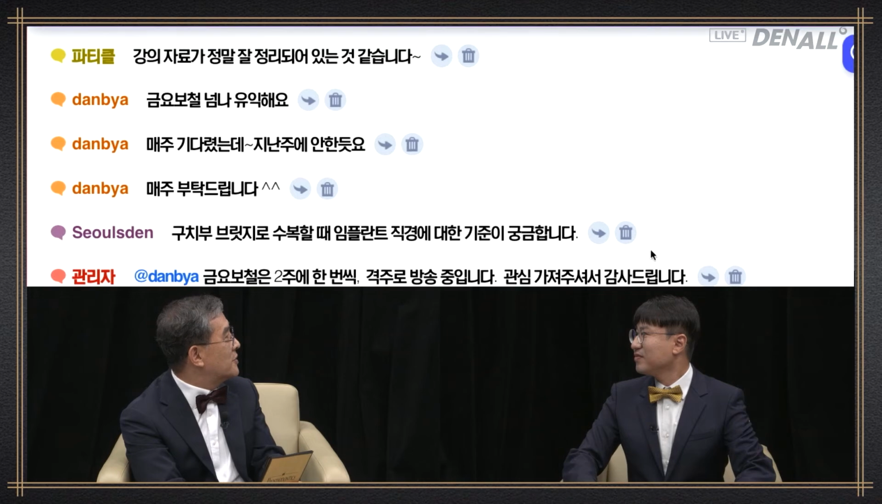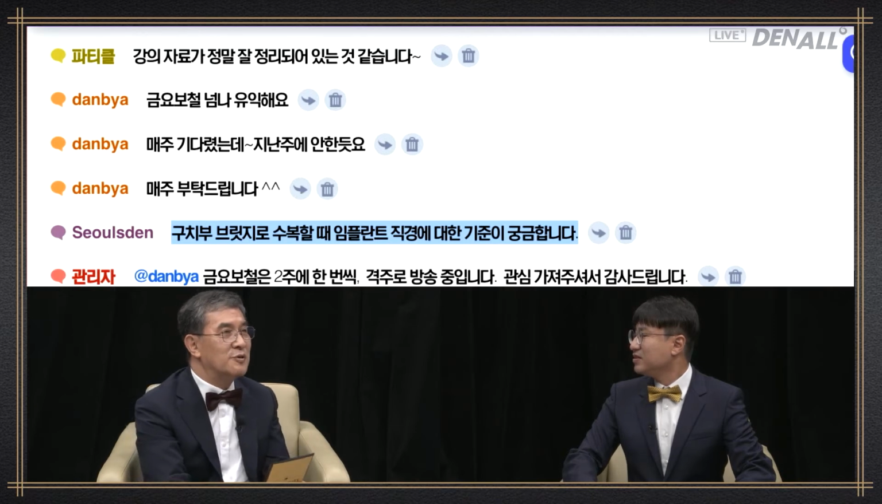There's another question here. Seoul Esden looks like a name of a dental clinic. I'm curious about the criteria used for implant diameter when restoring the posterior area with a bridge. Premolar, molar, the posterior area, and what is the criteria for different spaces?